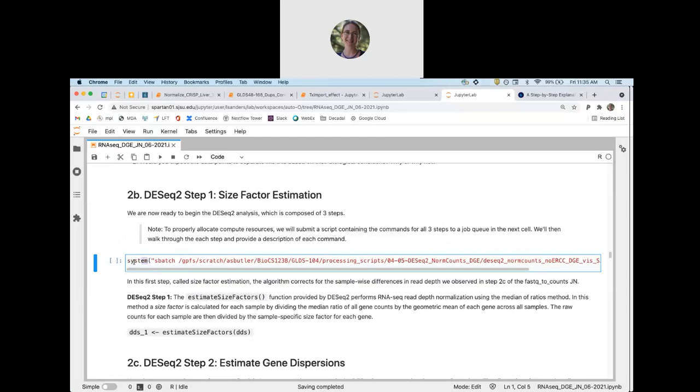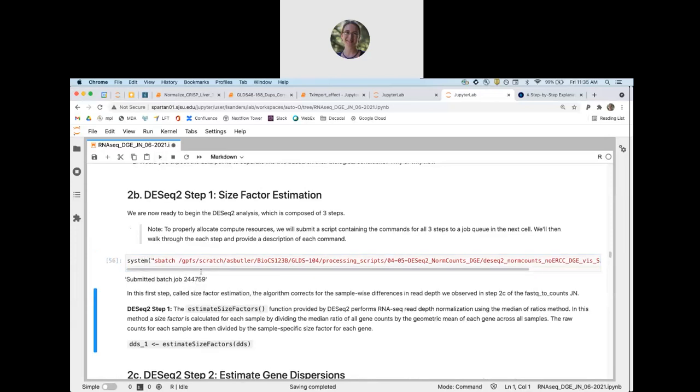To do this, Felix was asking, how do you run a Unix command in a notebook running an R kernel? You use the system command, and we're passing to the system function a string which has the command that we want to have run on Unix. So sbatch and then the path to the Slurm script. Let's go ahead and run this, and then we're going to walk through the actual code that we're running within the Slurm script.